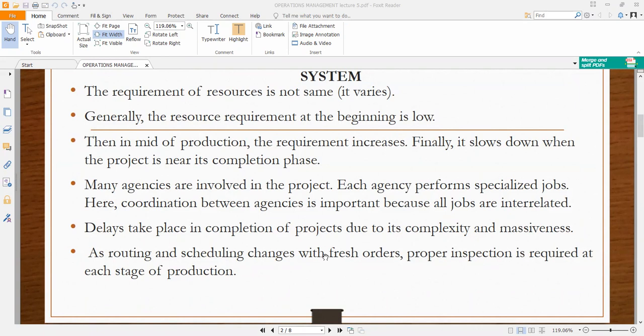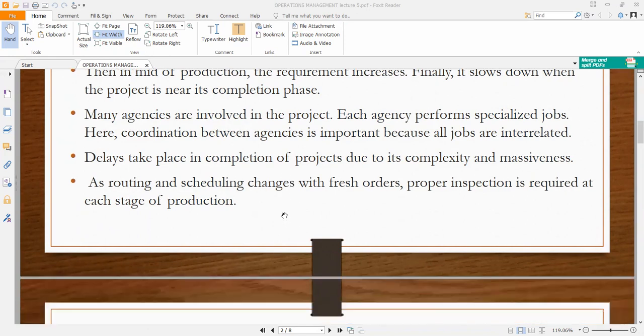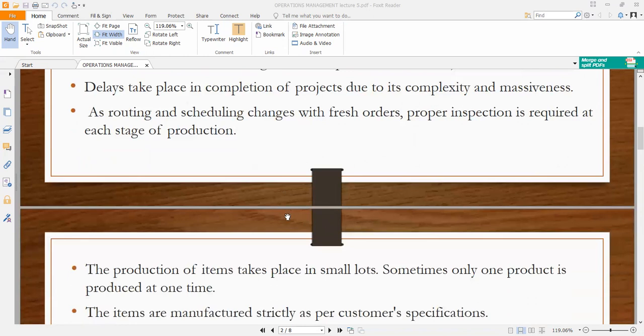One of the factors that we looked at in our earlier lectures is that routing and scheduling change with fresh orders. Proper inspection is required at each stage of production, meaning that at each and every stage of production there is a need for inspection of the project. So this is one of the characteristics. As operations manager, you need to be able to inspect the project at a given time.